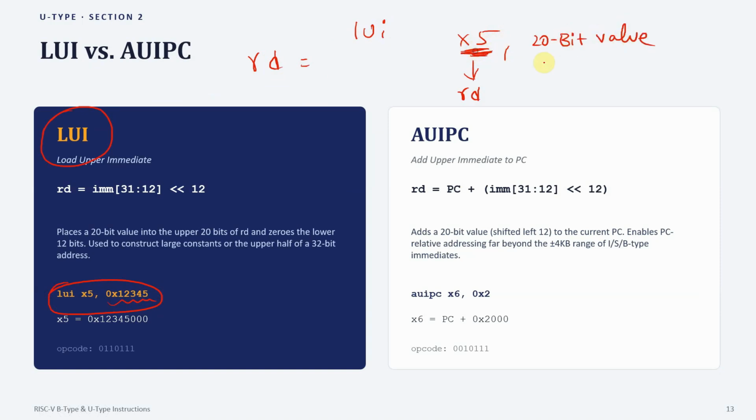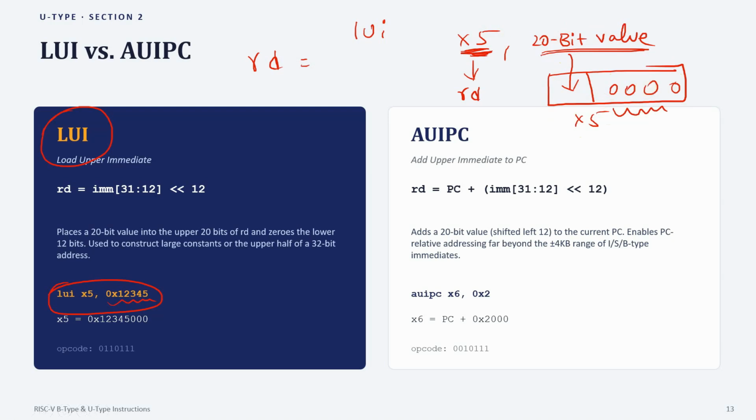X5 is a 32-bit register, and the upper bits will be filled by the 20-bit value. So all the 20-bit value will be filled into the upper bits of your X5 register, and the remaining lower 12 bits will be filled with zeros. This is the difference between load upper immediate instructions and the remaining instructions.